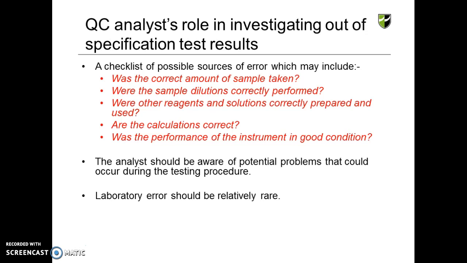A checklist of possible sources of error may include: was the correct amount of sample taken? Were the sample dilutions correctly performed? Were other reagents and solutions correctly prepared and used? Are the calculations correct? Was the instrument in good condition? The analyst should be aware of potential problems that could occur during the testing procedure. Laboratory error should be relatively rare.